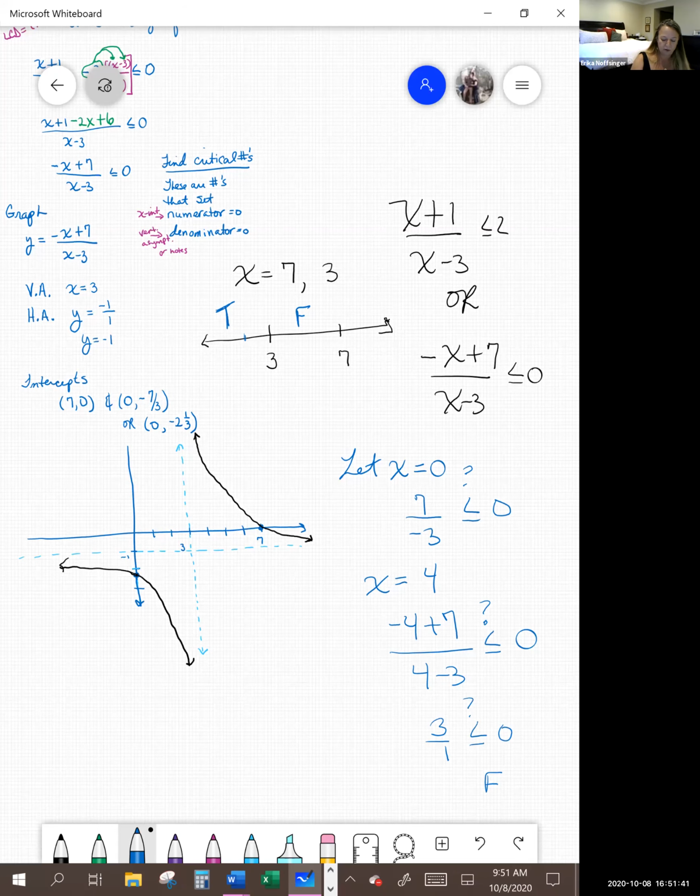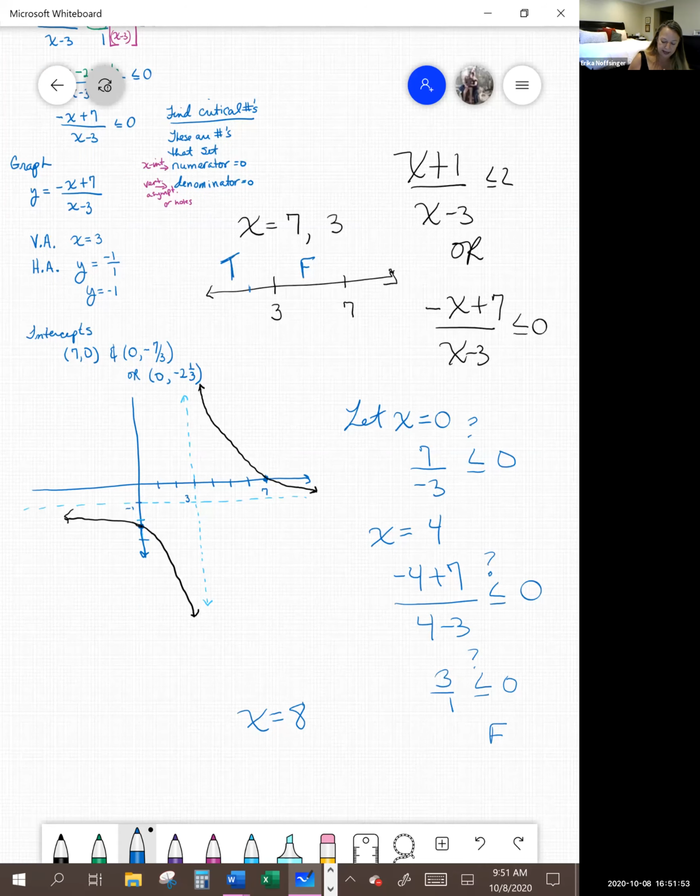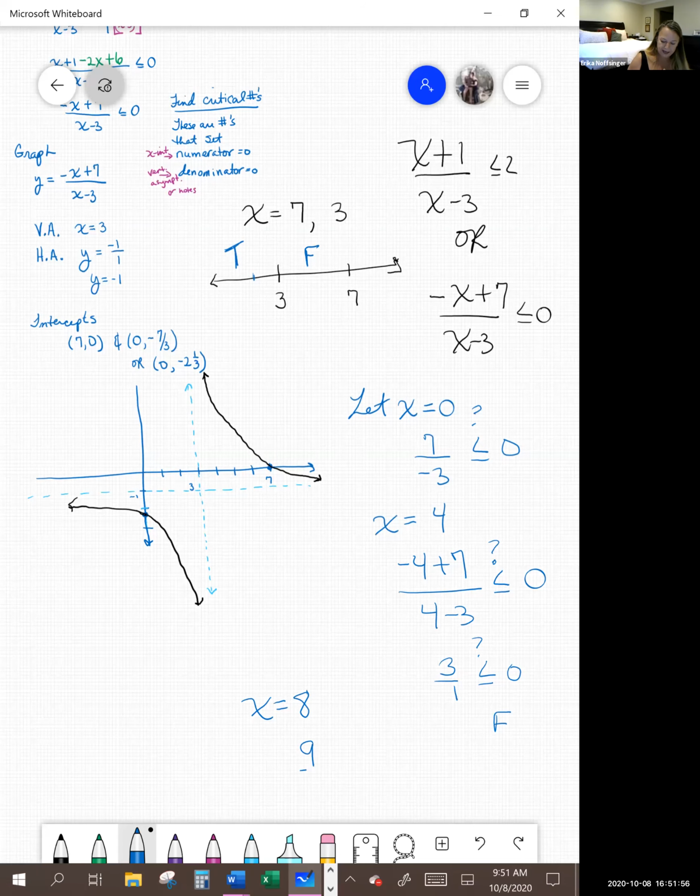Choose a value on the right of 7, so x equals 8. By our graph, we're saying it's below. This should be a true statement. So if I plug in 8 in here, sorry, when I plugged in 8, this is -8 plus 7. I don't know where I got 9. I was looking up here. -8 plus 7 is -1. Is that less than or equal to 0? That's true.